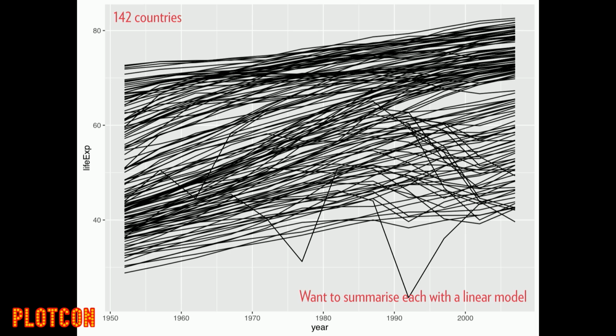So we've got these 142 countries, and what I want to do is fit a linear model to each country. And if we're going to do that, it's going to be really useful to have one data frame per country, because that's kind of the input to a model, right? There's two main inputs to the model specification or the model formula, and the data frame. And so what I want to get to is I have 142 data frames, so I can fit 142 models.